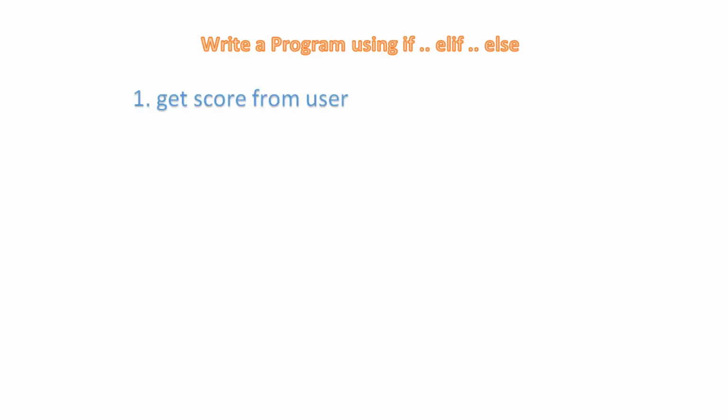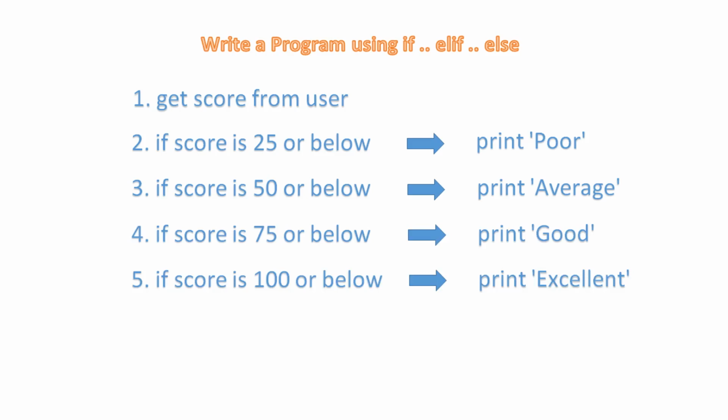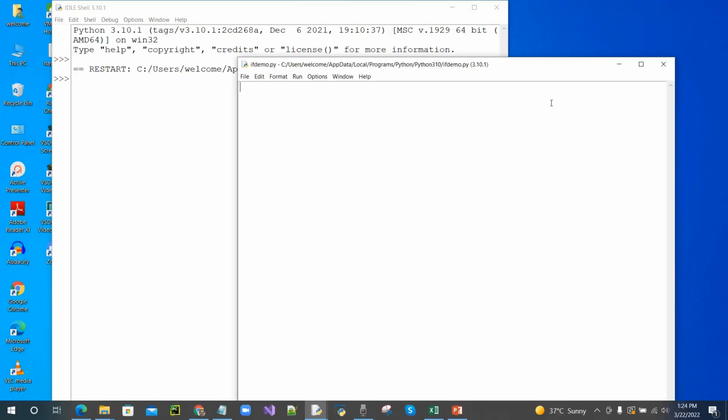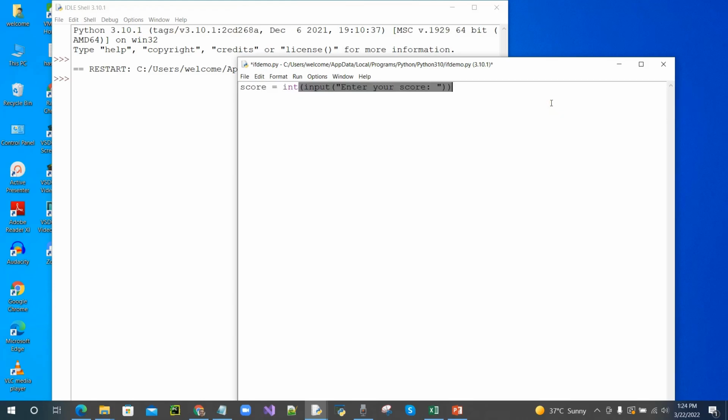Step 1 is to get score as input from the user. If score is 25 or below, then print poor. If score is 50 or below, then print average. If score is 75 or below, then print good. If score is 100 or below, then print excellent. Let's start. This line will get score as input from the user.